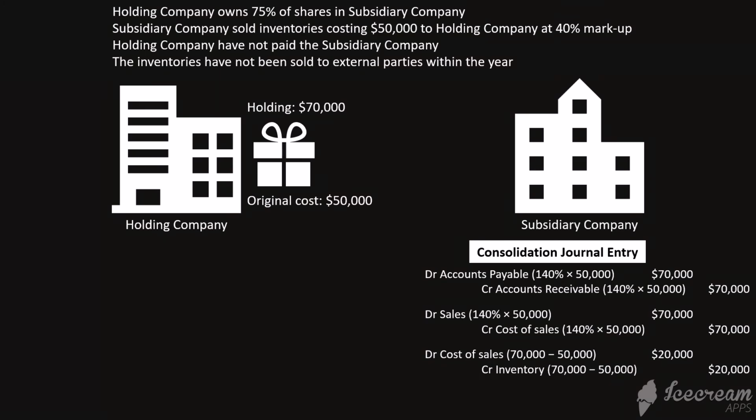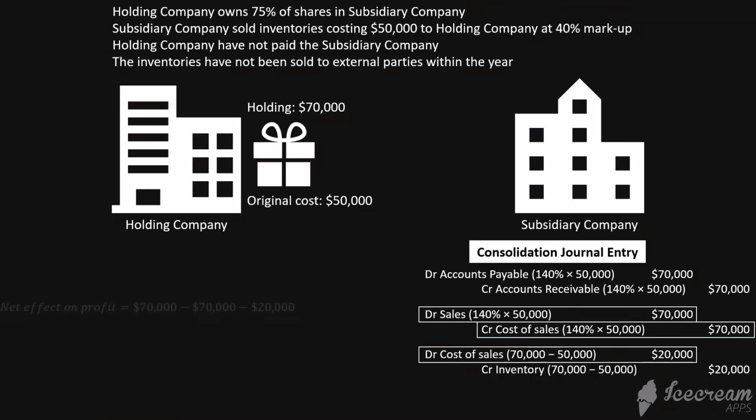This is an upstream transaction where the subsidiary company sold something to the holding company. So the subsidiary company will record the profit from selling the inventory, which we would have eliminated through the third journal entry to revert the cost of inventory back to the original cost. This will affect the share of profit attributable to the non-controlling interest. Let's first compute the net effect on profit of this consolidation journal entry. These three journal entries will affect the subsidiary's net profit, and it caused a net decrease in profit of $20,000.